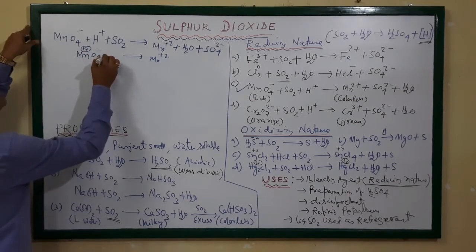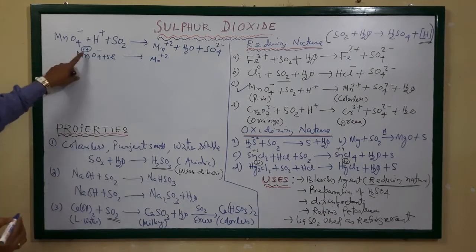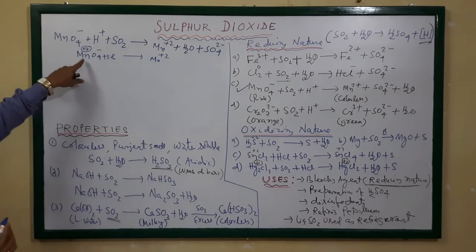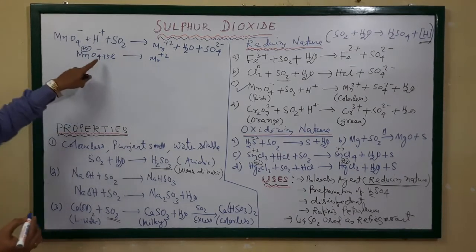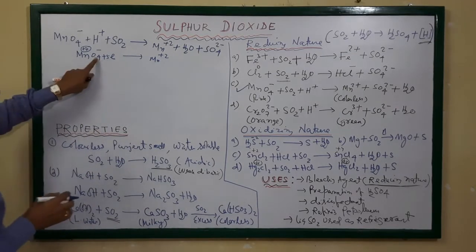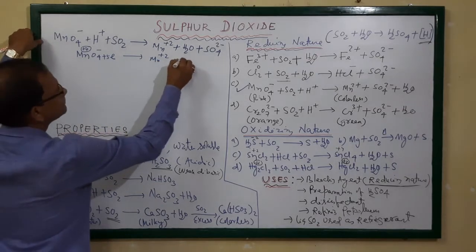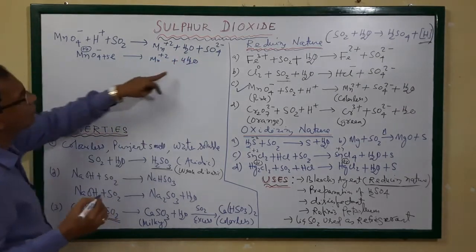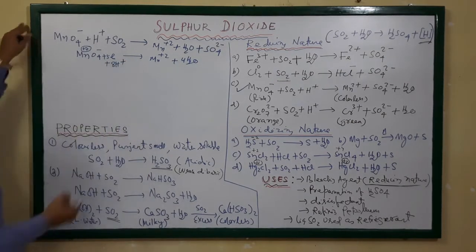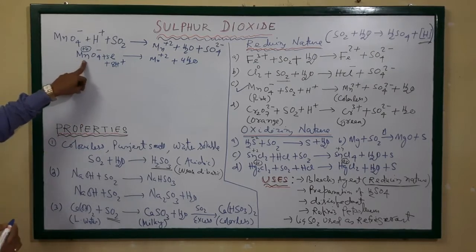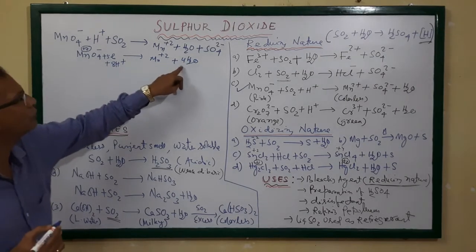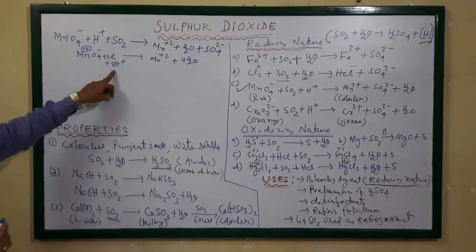Here you add 5 electrons, because +7 changes to +2, to balance the charge. Now, for the oxygen, there are 4 oxygen, so you add 4 water. Now there are 8 hydrogen, so you add 8 H plus. So this is the ion electron method. MnO4 minus changes to Mn2 plus, you add 5 electrons, for 4 oxygen you add 4 water, and for 8 hydrogen, 8 H plus.